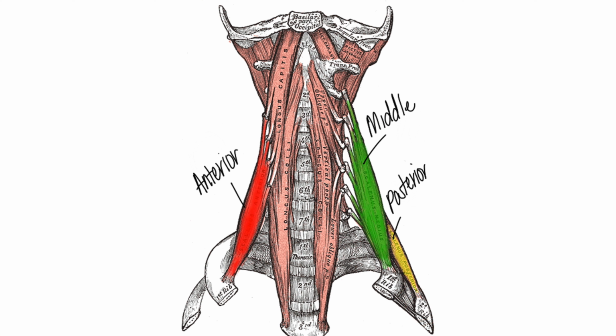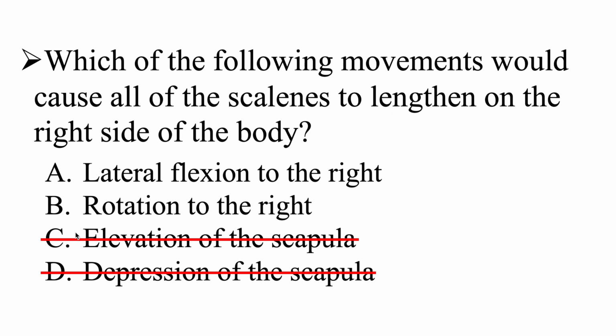So with that information, knowing that the transverse processes and the ribs are the attachment sites for the scalenes, we can get rid of C and D because it is not going to elevate nor depress the scapula, because the scalenes do not attach anywhere on the scapula. So we're left with either A, lateral flexion to the right, or B, rotation to the right.